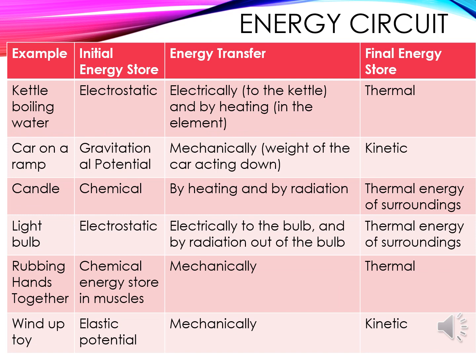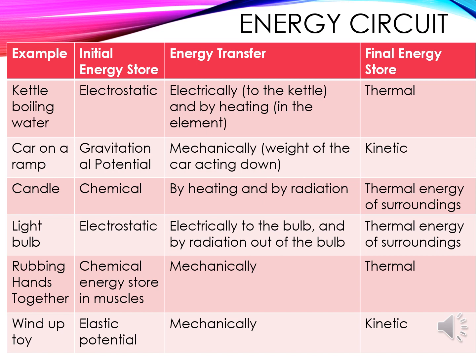So, time to mark. How did you get on? So let's have a look at the car. The car, obviously, if it's on a ramp, will have gravitational potential energy. So at the top of the ramp, it has that ability to move down. It's mechanically being transferred because the car's weight is acting downwards on it. And then the final store will be kinetic because it will then move down the ramp.